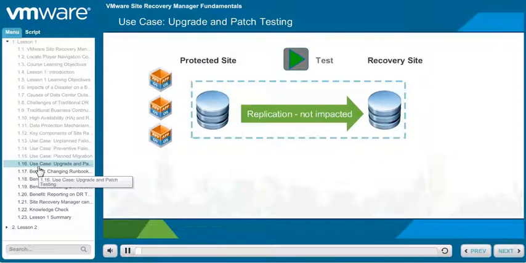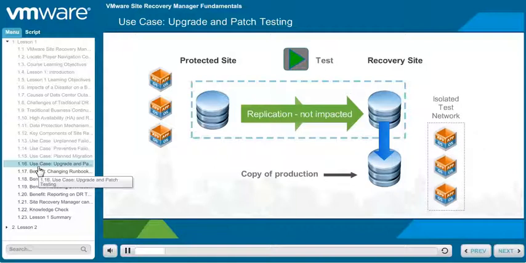The final use case is for upgrade and patch testing. This scenario involves using a copy of the virtual machine at the recovery site on an isolated network to test upgrades and/or patches, and leaving the original virtual machine to continue uninterrupted in production. The upgrades or patches could be to the operating system or the installed applications. Once testing has successfully completed at the recovery site, the patches or updates can be applied to the production virtual machines with full confidence that they will work as expected.